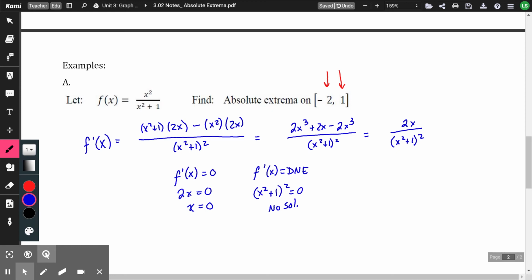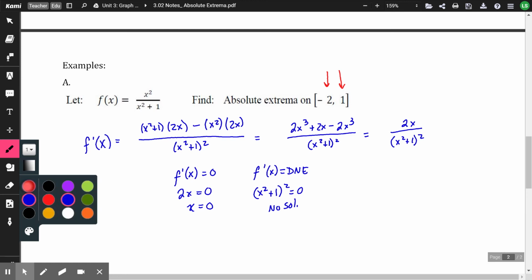So here we're going to use the quotient rule to take our first derivative. We're going to simplify the numerator a little bit. We end up with a numerator of 2x and a denominator of x squared plus 1 squared. When I set our first derivative equal to 0, we come up with a critical value of 0. When we set the first derivative equal to does not exist, we actually have no solutions because the denominator will always be a positive number and we will never reach 0.